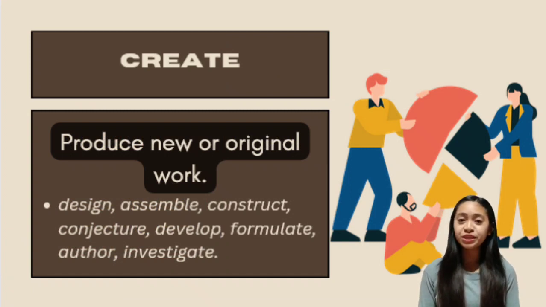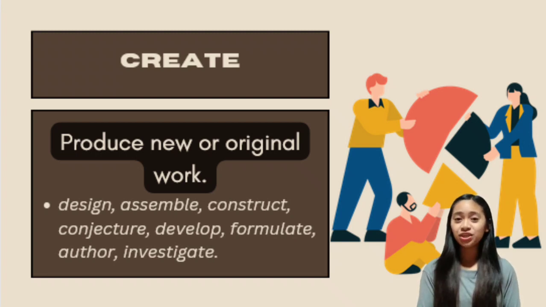And create is the top and most complex of the learning processes. Produce new or original work. It is based on the concepts of design, assemble, construct, conjecture, develop, formulate, author, and investigate. Learners in this stage combine known patterns, ideas, and facts to create an original work or to formulate a solution to a certain problem. This stage has three associated cognitive processes.